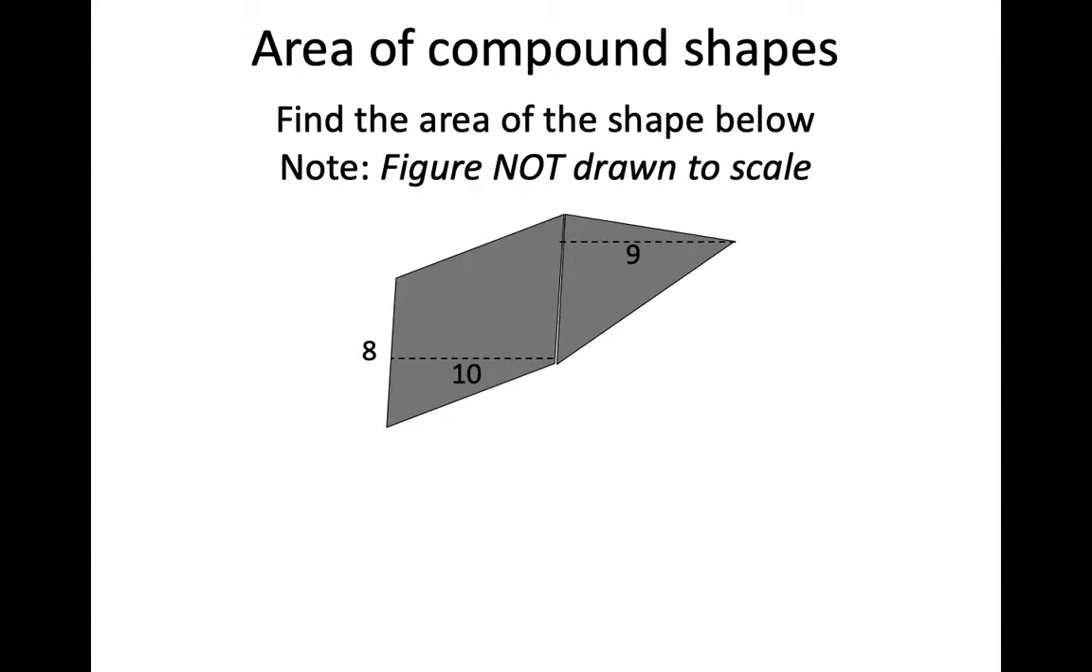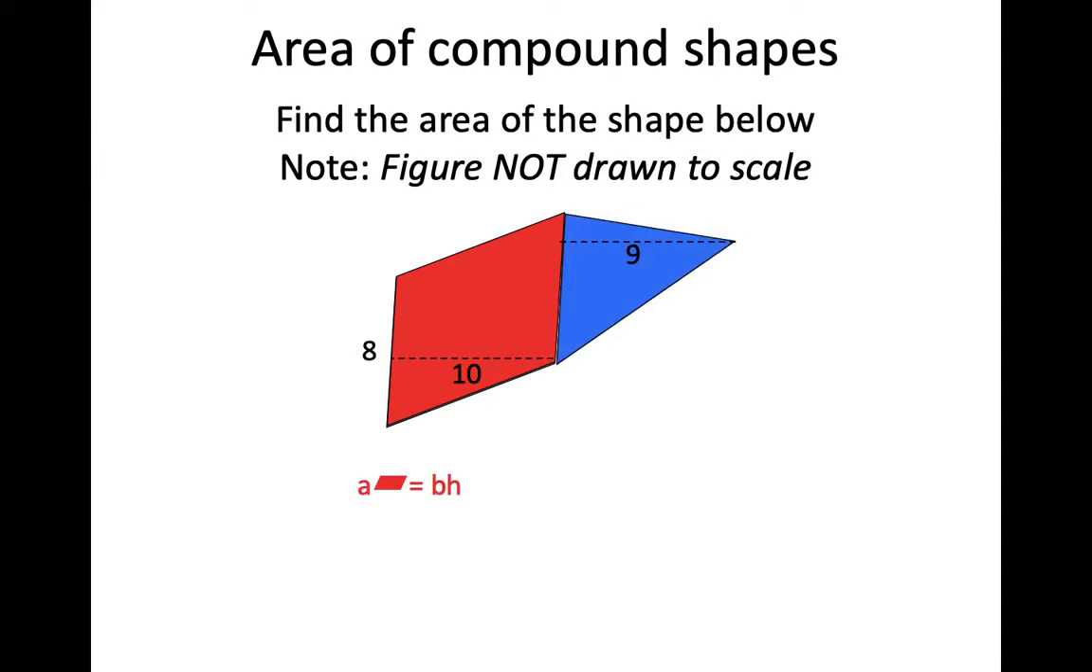Okay. So some shapes are made up of multiple other shapes. For example, this shape here is made up of a parallelogram that I put in red and this triangle I've put in blue. So to solve the area, I need to find the area of both of these pieces and then add them together.